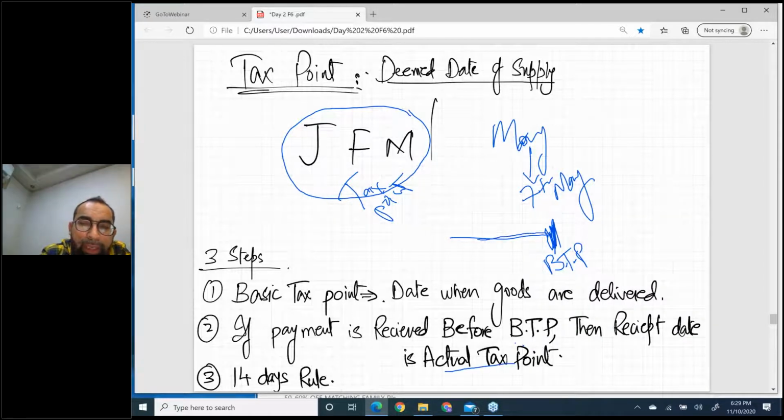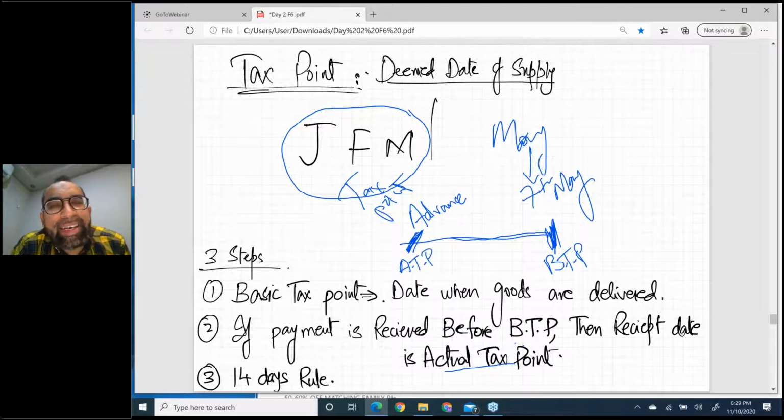For example, if you have received advance payment here, then for this advance payment, your ATP, your actual tax point, is the date when you receive the advance. But let us say we haven't received any advance, or we just received 50% advance. So 50% of the transaction has already been accounted for using ATP on the advance date.